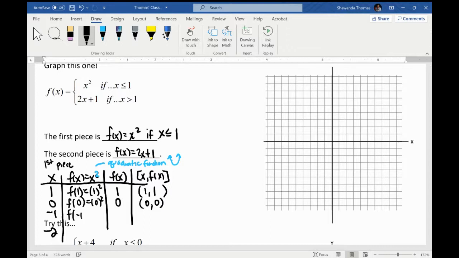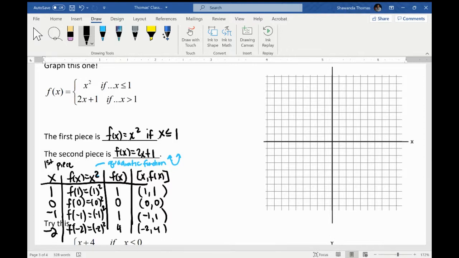Let's plug in -1. What's -1 squared? 1, and our point is -1, 1. Correct. And then we're going to plug in -2. -2 squared, which is 4. We have -2, 4. Now we could have kept going on to -3, -4, -5 if we wanted to. That's why you need an arrow on that side of things, okay?